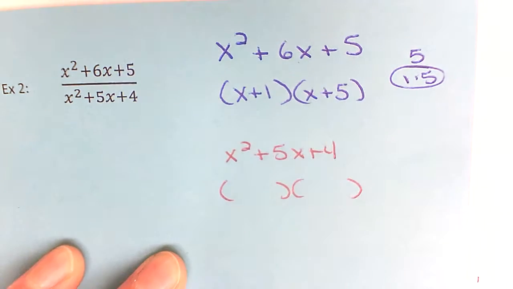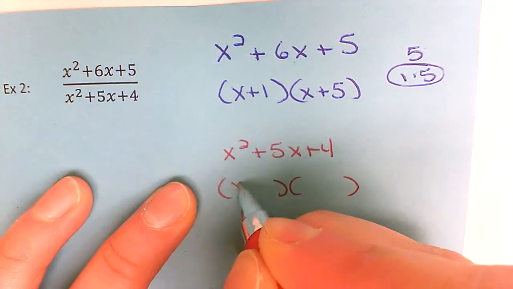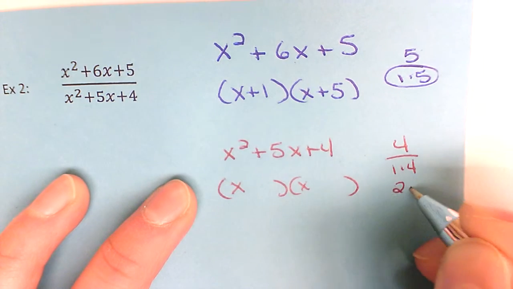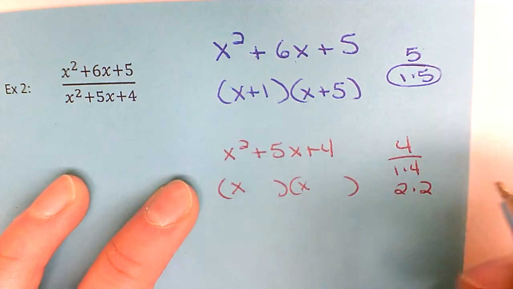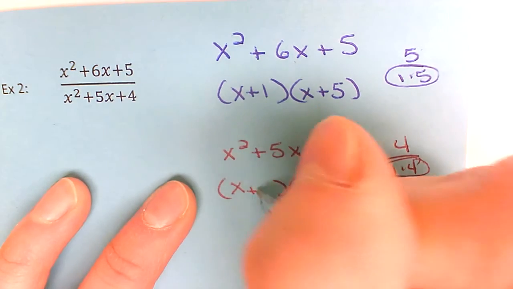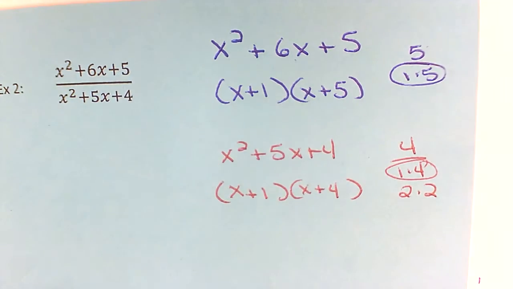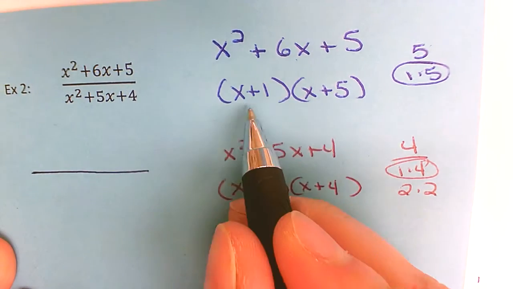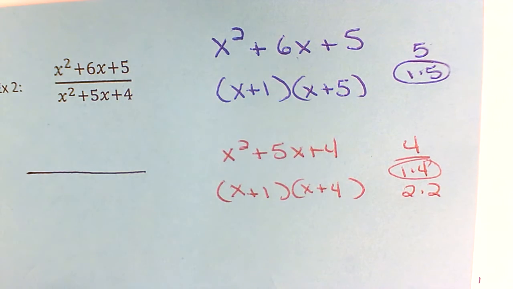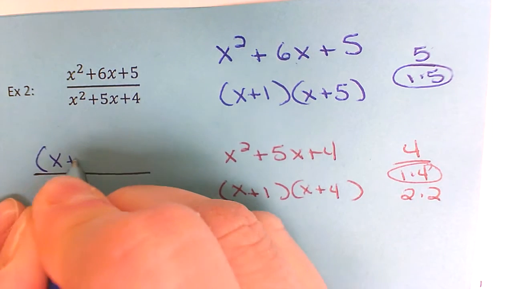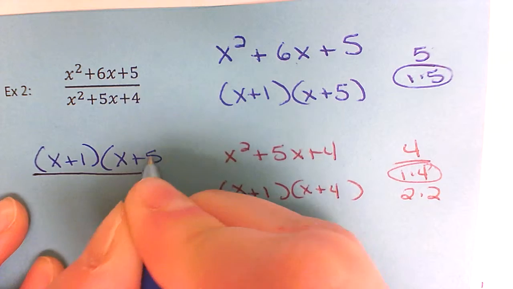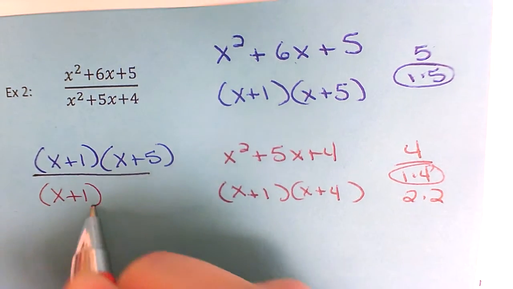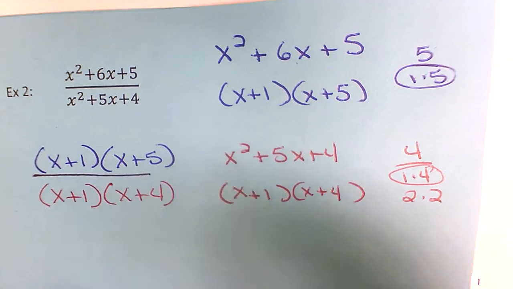Now it also starts off with a regular x squared, so I'm going to go ahead and put my x's in my parentheses. The factors of 4 could be 1 times 4 or 2 times 2, but the pair that adds to give me 5 is 1 and 4. So I'm going to put plus 1 and plus 4. So now that I've factored both sides of this division bar, I'm going to rewrite my problem. The top one, I'm going to go ahead and put that in blue so that you can see it. That one was x plus 1 times x plus 5. The bottom one, when I factored that one out, was x plus 1 times x plus 4.